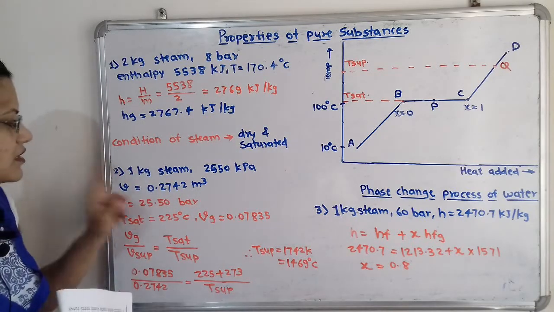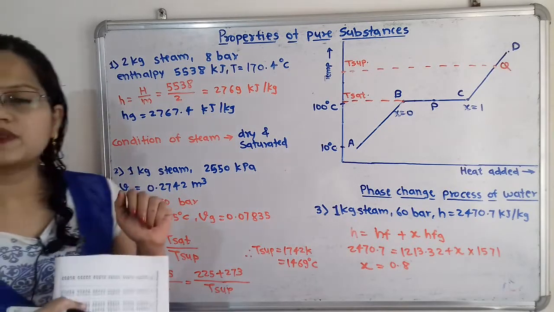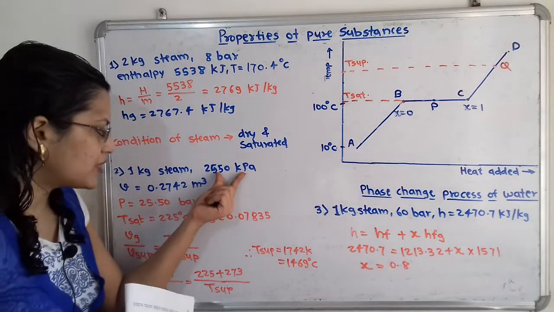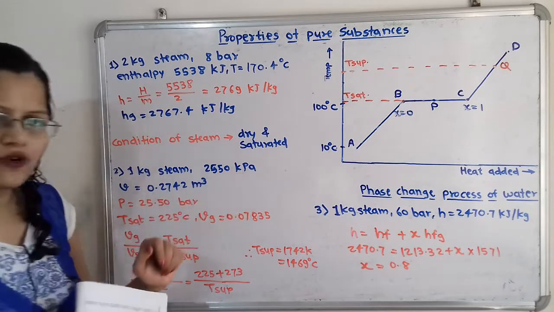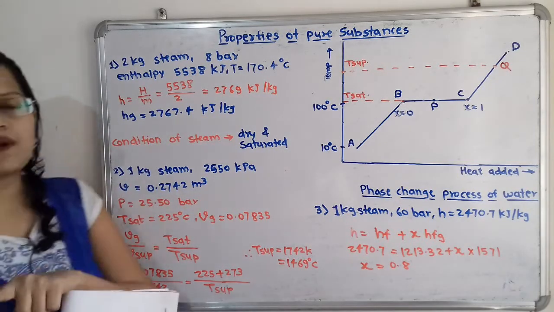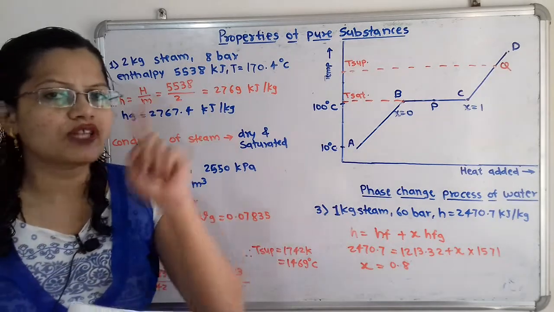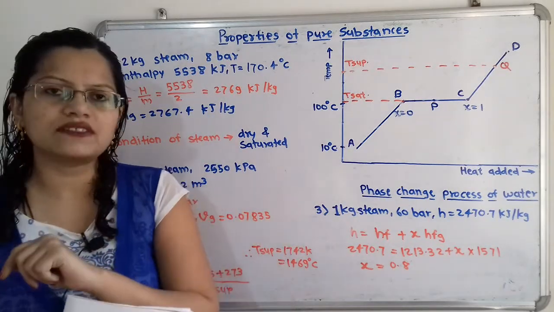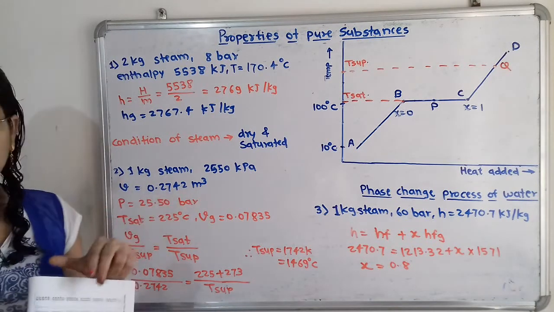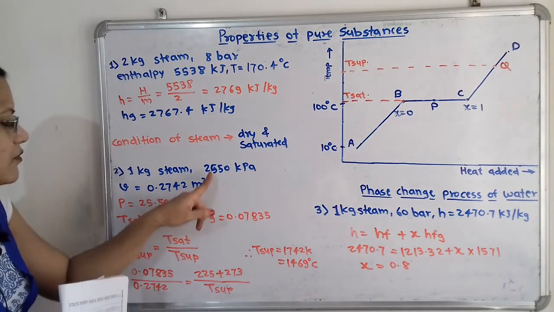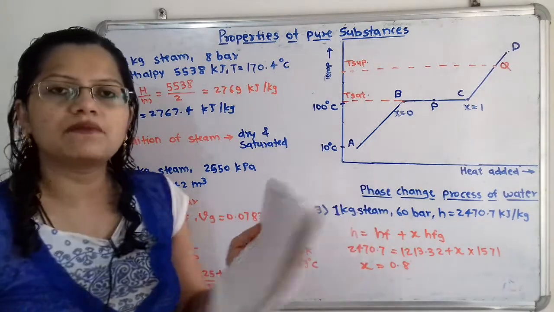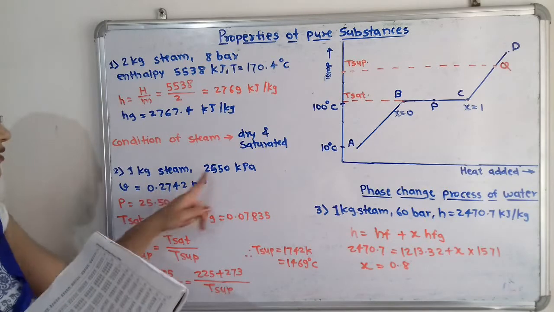So for this case, 1 kilogram of steam is given. For 1 kilogram of steam, pressure is 2550 kilopascal and specific volume. Here 1 kilogram of steam is given, so for 1 kilogram of steam, volume is known as specific volume, 0.2742 meter cube. Now this pressure is in kilopascal, but in the pressure table, pressure is given in bar. So we have to convert this into bar.